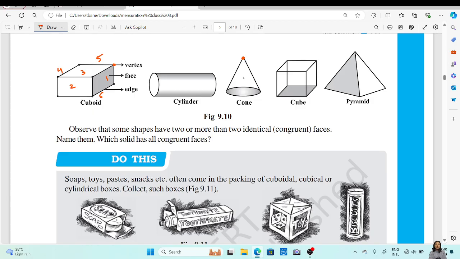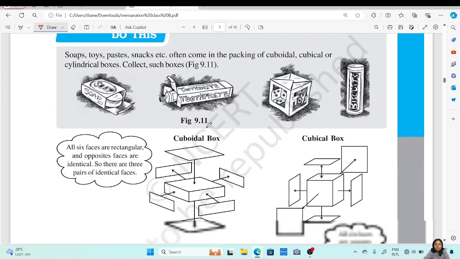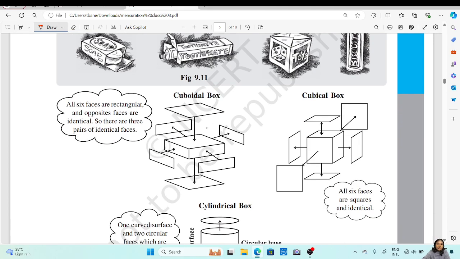Similarly, let's try and count the vertexes. So 1 is this, 2, 3, 4, 5, 6 and 7. And here there will be another one somewhere in the center, 8. So it will have 8. And these are the 6 faces. And we have 1, 2, 3, 4, 5, 6, 7, 8, 9, 10, 11, 12 edges. So these are the different parts of any given shape.